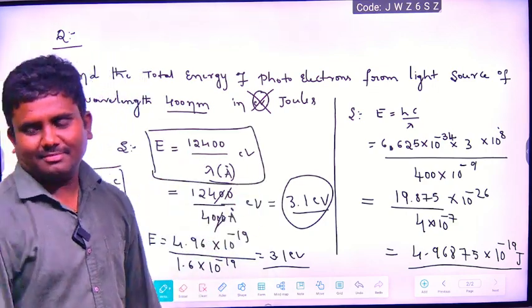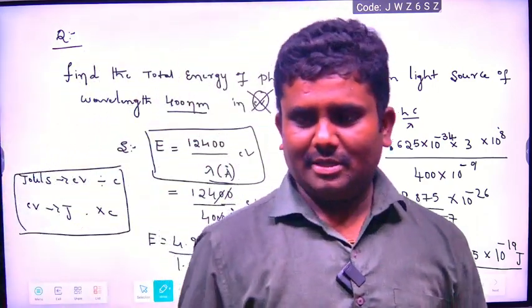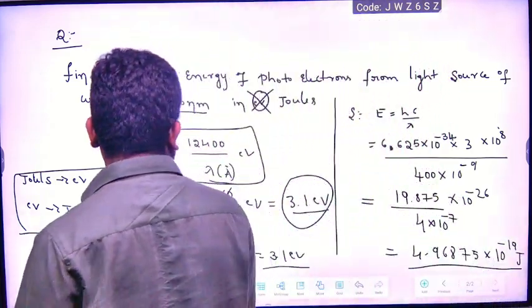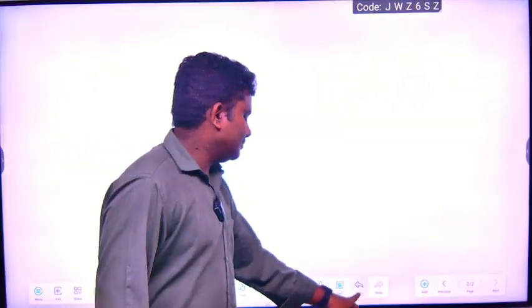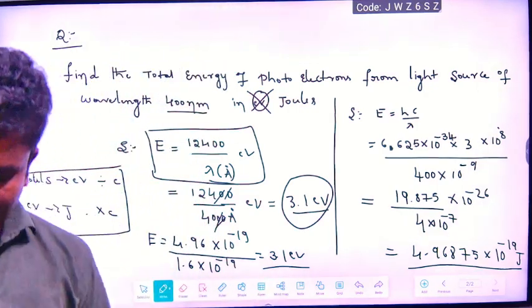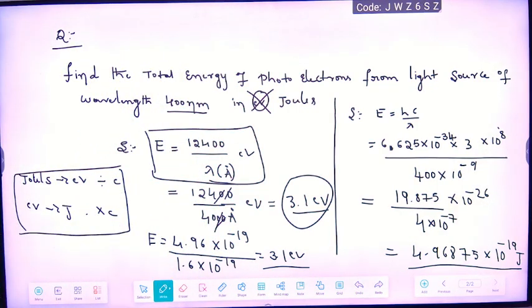Okay? Next. I will erase it clean. Next one is energy of the photon. Energy of the photon is done, right? Next, you need to do the mass of the photon and the momentum of the photon.